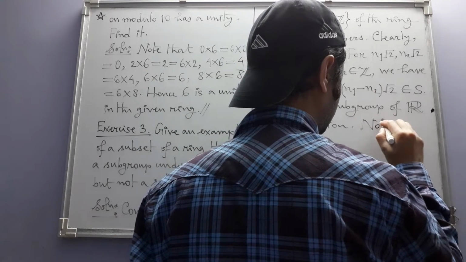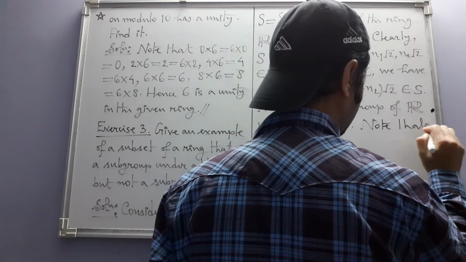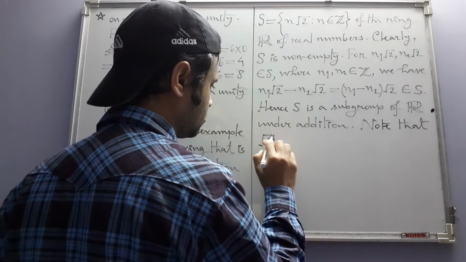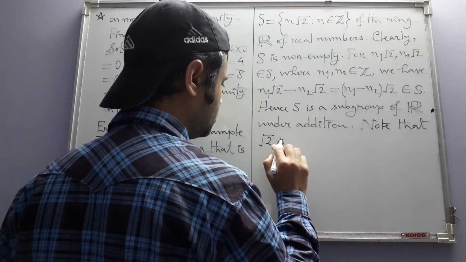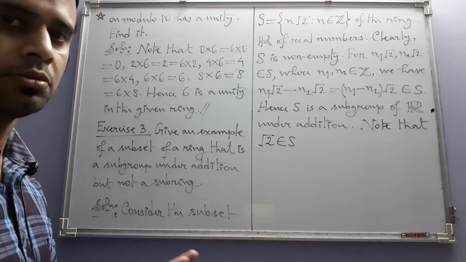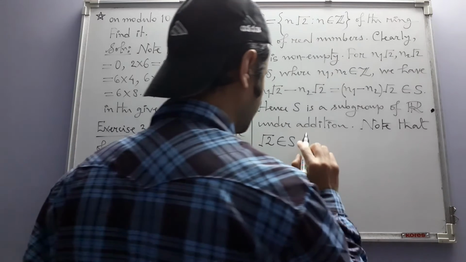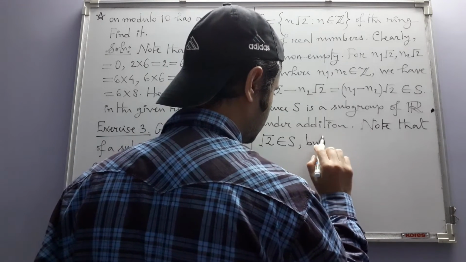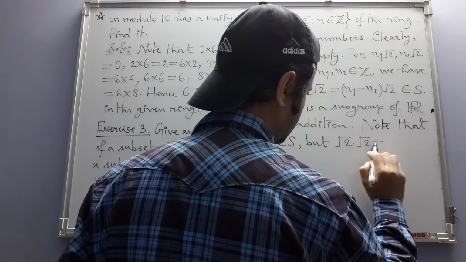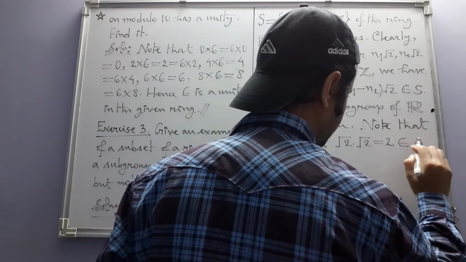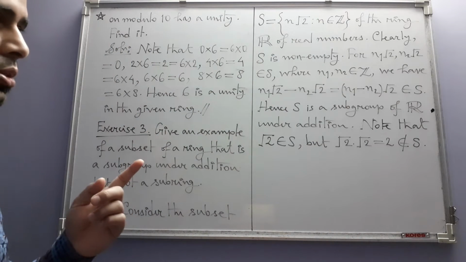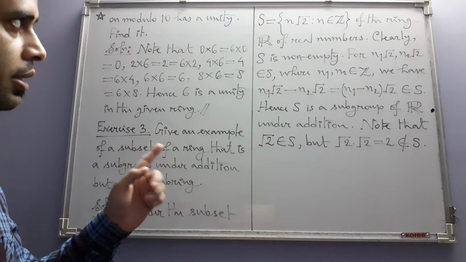Now the reason for S to not be a subring is this: it's not closed under multiplication. Note that root 2 belongs to S because it is 1 times root 2 and 1 is an integer, but when we multiply root 2 with itself we get 2, and this does not belong to S. 2 does not belong to S because 2 is not of the form n root 2.